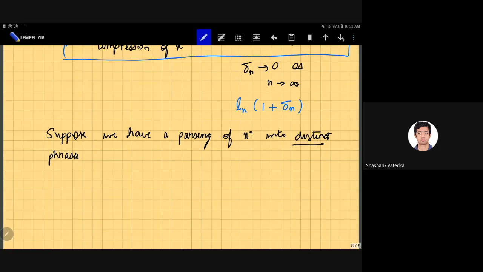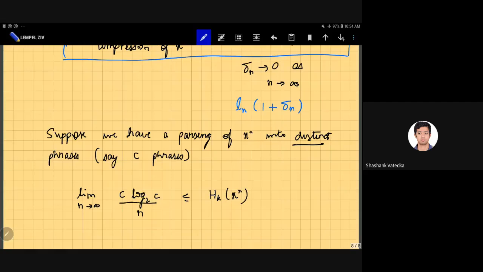So as long as we have any scheme which parses the sequence into distinct phrases, let us say into C phrases, then the limit as n tends to infinity of C log C divided by n is less than or equal to the limit as n tends to infinity of H_k of x^n, for any constant k.